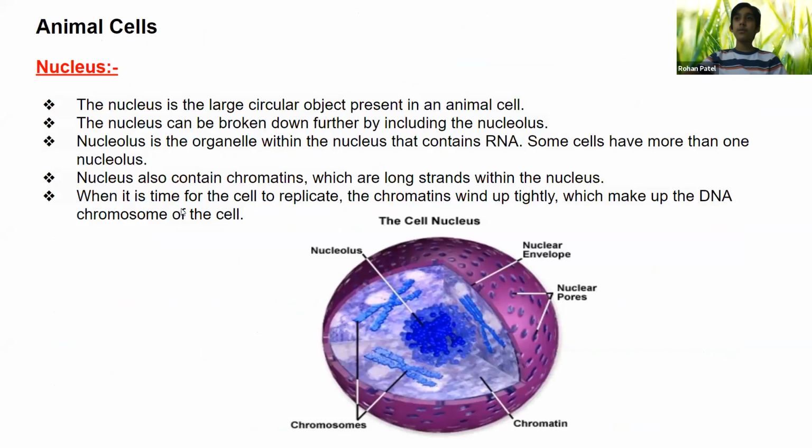So I think that we just need to go over a couple of things. The nucleus is the large circular object which contains the nucleolus. The nucleolus contains RNA, and some cells have more than one nucleolus. The nucleus also contains chromatin, which are long strands within the nucleus. When it's time to replicate, the chromatin winds up tightly and makes up the DNA chromosome for the cell.